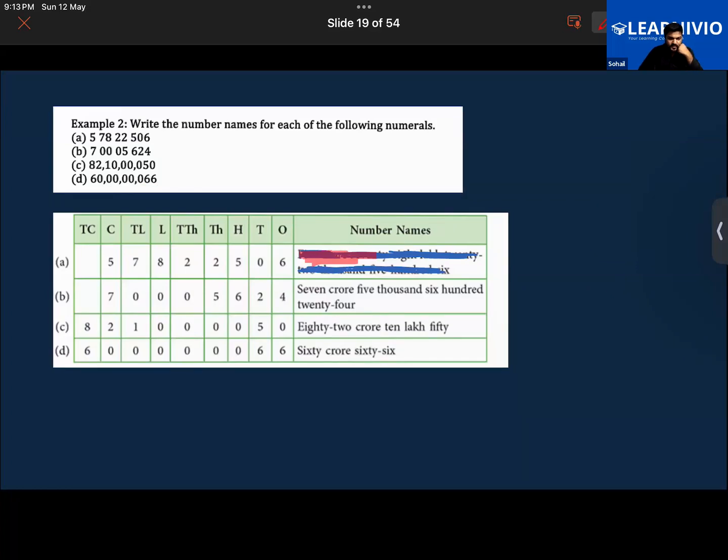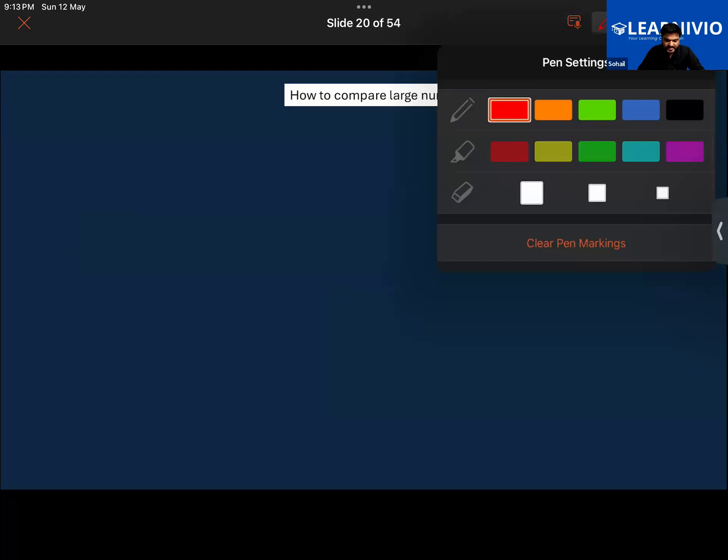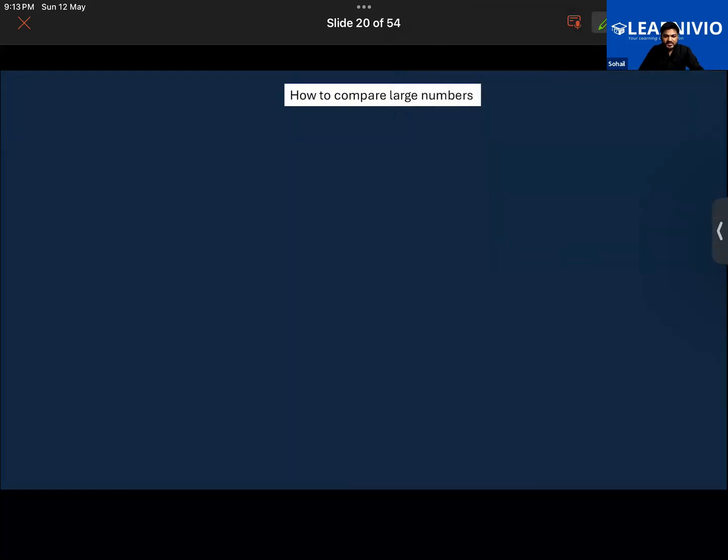Now you can read these numbers also. I believe you guys can do this one. These things are easy for you. That's good to know. Let's understand how we compare large numbers. What are the rules we follow in order to compare the numbers?